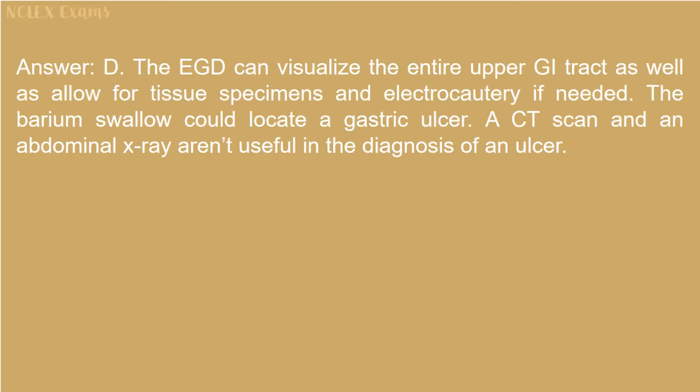Answer D. The EGD can visualize the entire upper GI tract as well as allow for tissue specimens and electrocautery if needed. The barium swallow could locate a gastric ulcer. A CT scan and an abdominal X-ray aren't useful in the diagnosis of an ulcer.